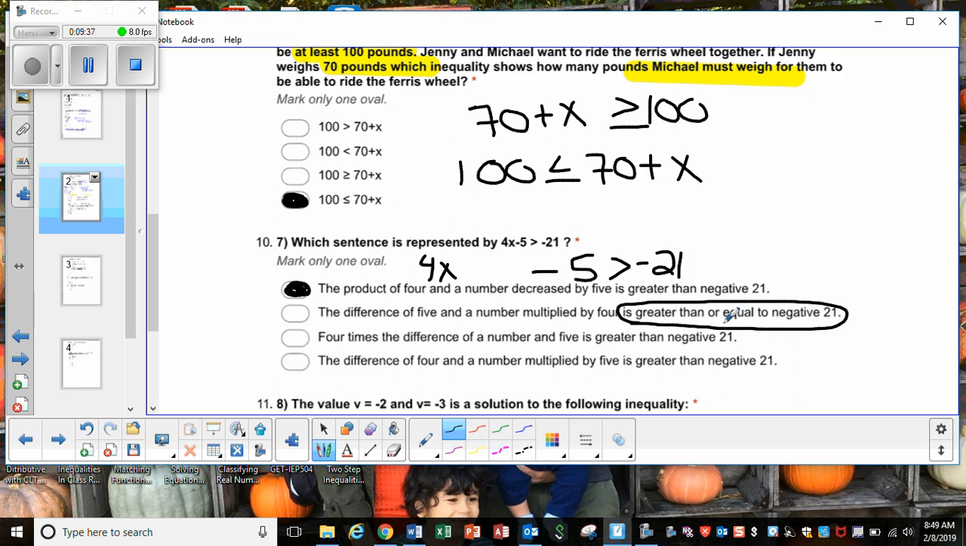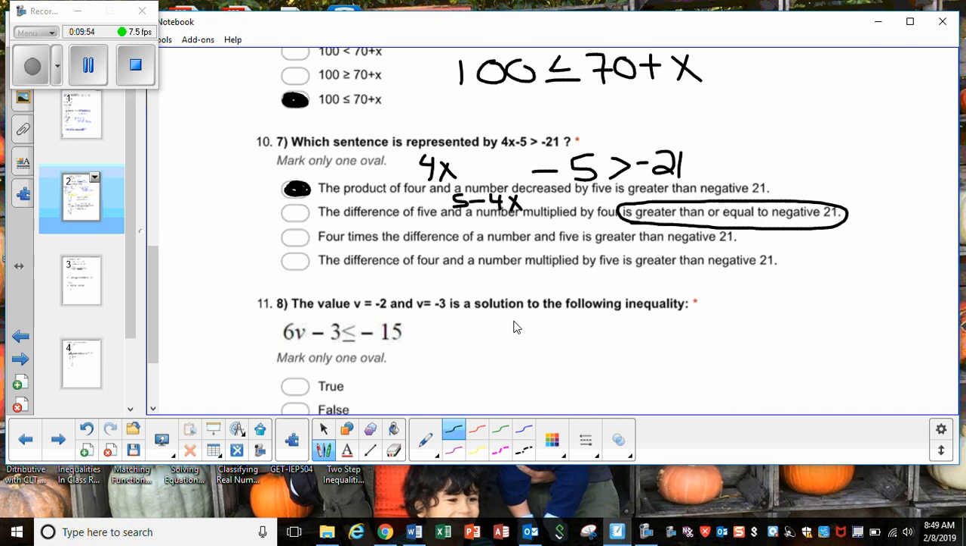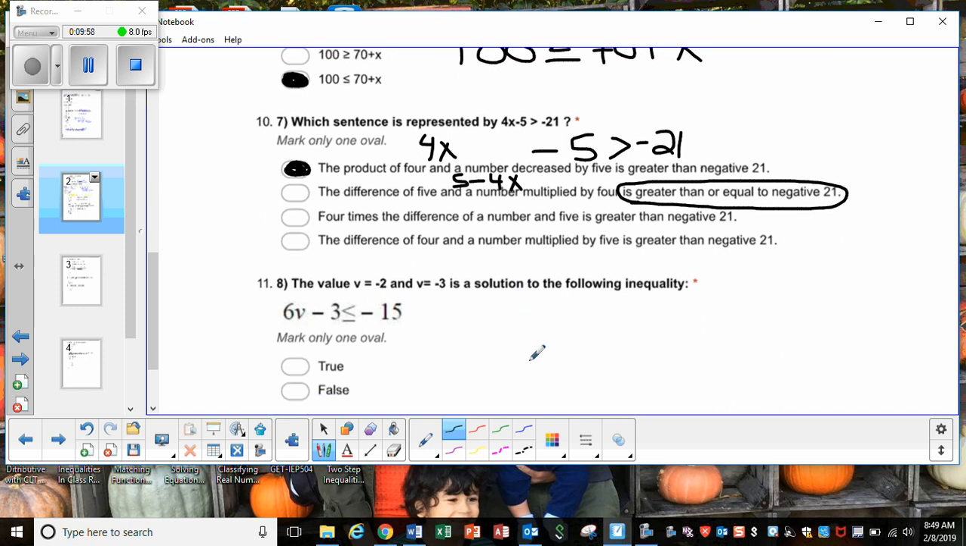We don't have the or equal to. Another reason this doesn't work is because it says the difference of 5, so 5 minus a number multiplied by 4. So that would be 5 minus 4x.